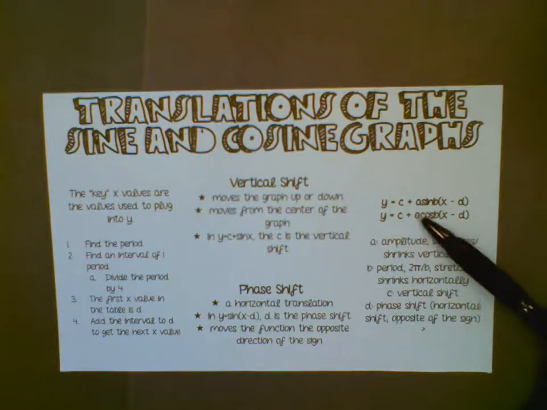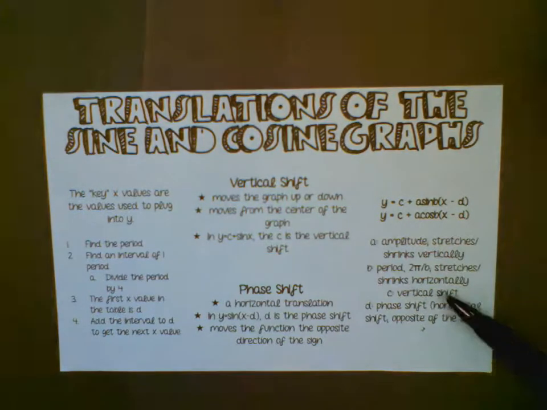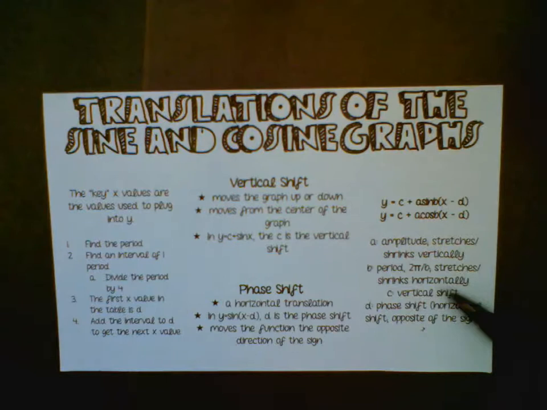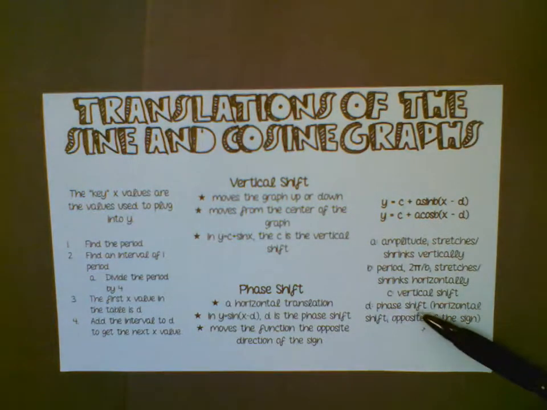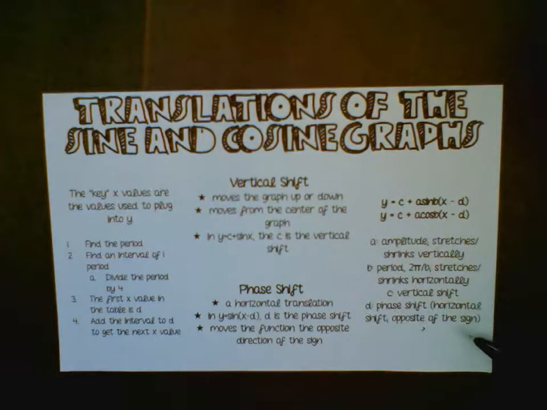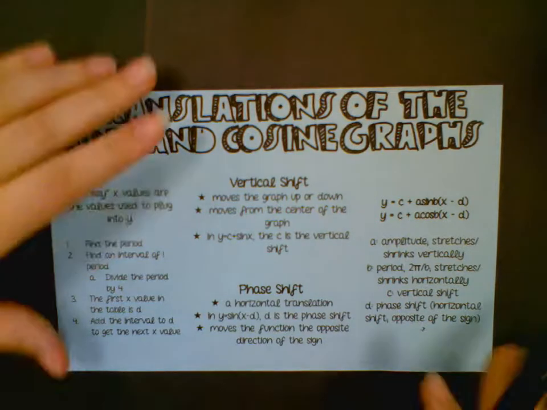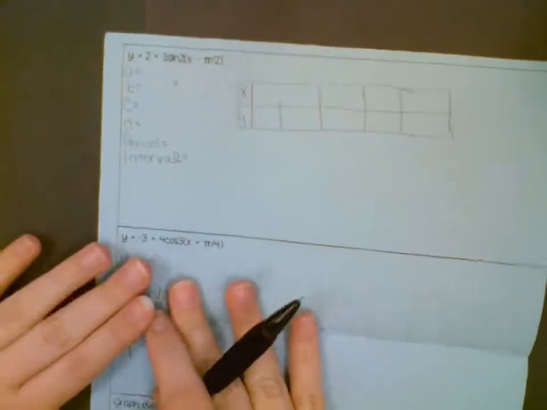A is still the amplitude, so that's our vertical stretch. B is what helps us find the period, that's our horizontal stretch. And then D is sometimes called the phase shift, but it's our horizontal shift. And it has to be the opposite of the sign, just like in vertex form of a parabola, it was always opposite of the sign. So let's take a look at our first example and see if we can figure this out.